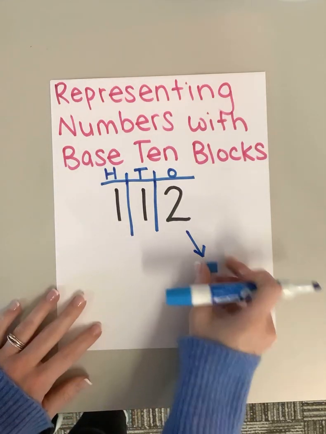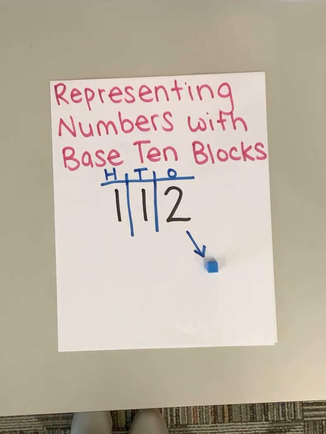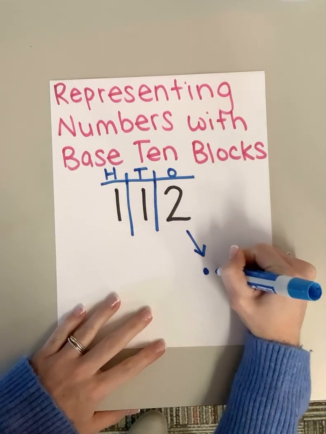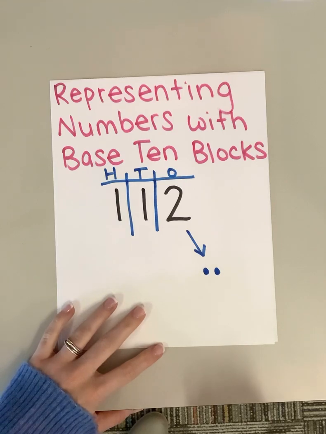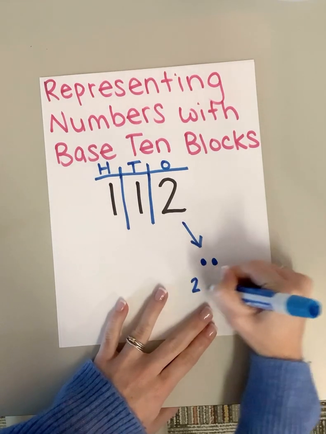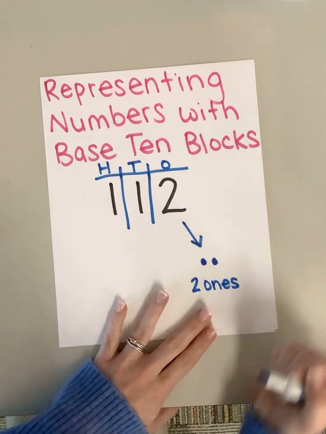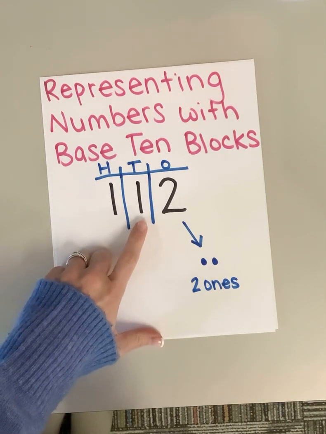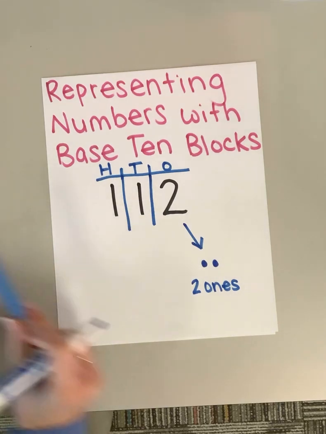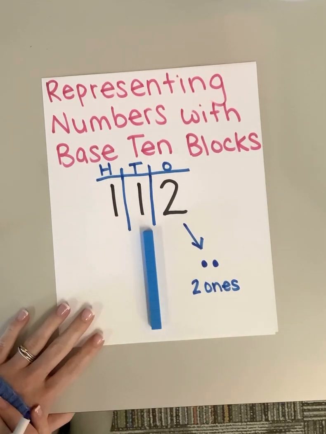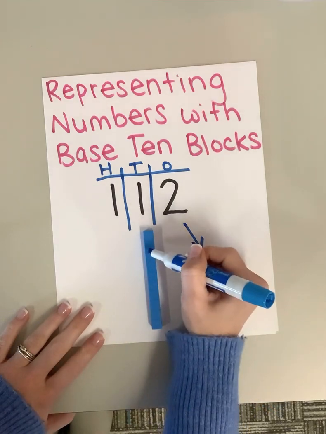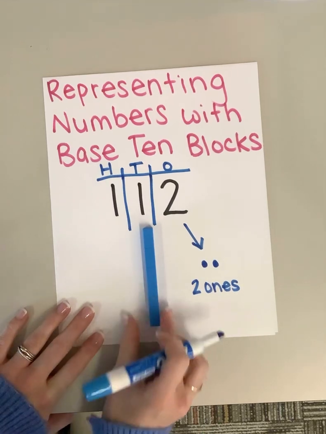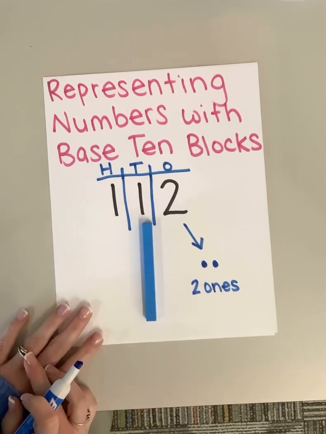For ones, we use ones cubes. So to represent 2 in the ones place, I would draw 1, 2. 2 ones. To represent the tens place in this number, I need 1 tens block. The tens block has 10 ones cubes in it, but we've grouped those 10 to make 1 tens place.